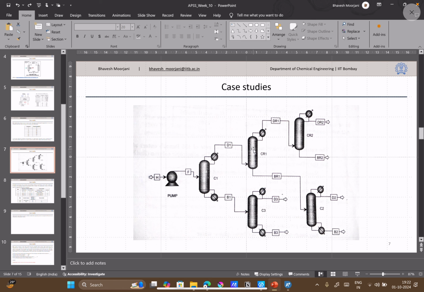From the RadFrac column again, now here we have C1, C2, C3, C4. So C1 and C2 should ideally come out from the top, and C3 and C4 from here. Okay, that's what we expect. Let's see whether this separation is happening or not.